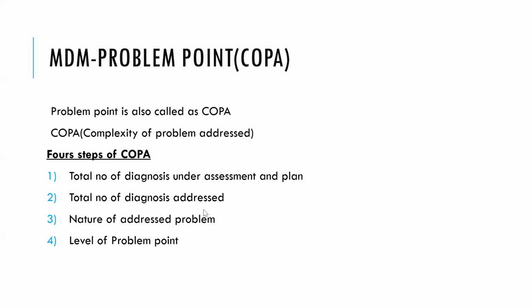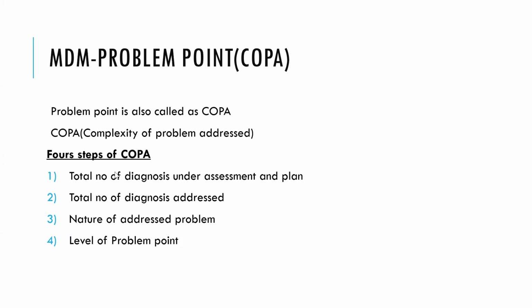As I told you, we have COPA, we have data point, we have risk. So there are 3 levels. We will get a problem point level, a data point level, and a risk level. So now our objective is to calculate all the 4 and get the problem point level. This is what our objective is.